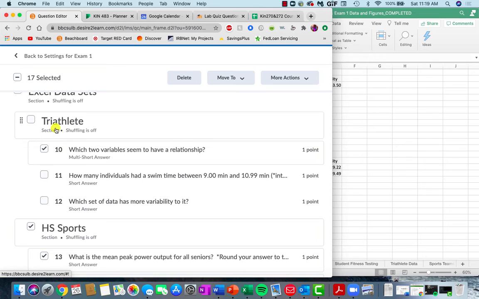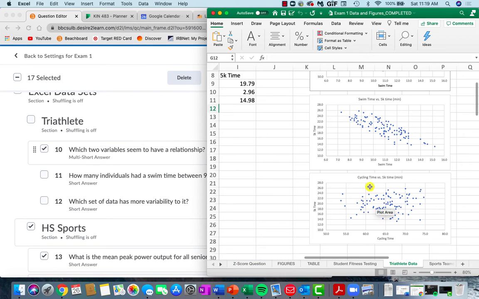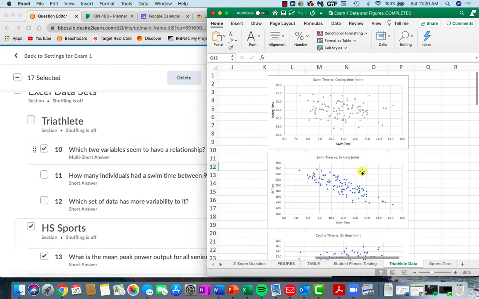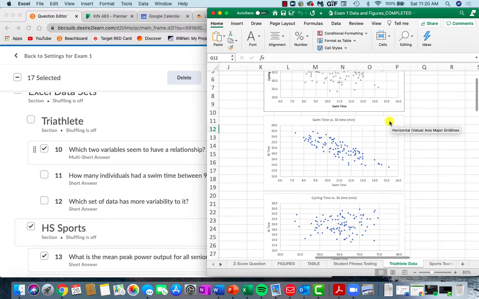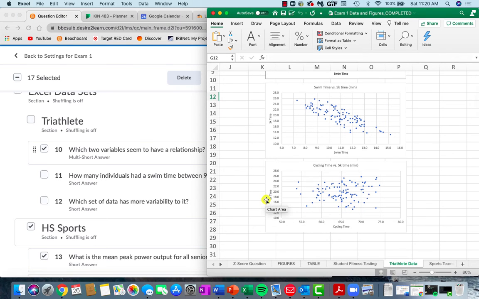The next one I wanted to go over was the triathlete question, which asked which 2 variables seem to have a relationship. You should have made scatter plots looking at the relationships between these variables. So between cycling time and swim time, you can see there's no real pattern, no real relationship. I think quite a few of you put 5K time and cycling time. And again, there's not really a relationship here.